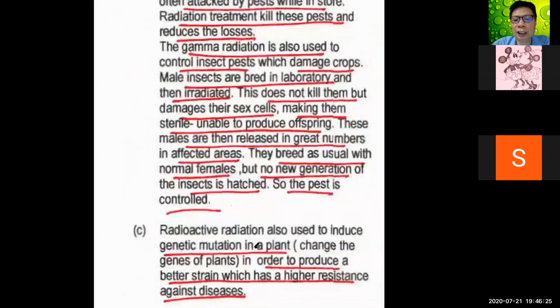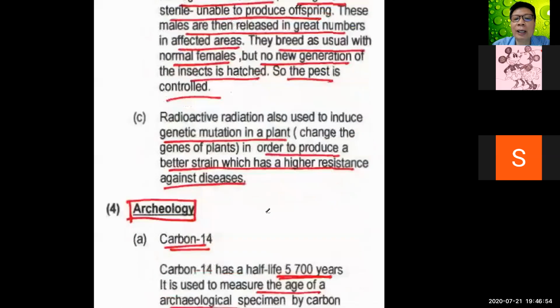Okay, and one more use is mutation. Radioactivity is also used in agriculture to genetically change the plant. We change the genetics of the plant so that the plant has a stronger defense system, so the plant can grow bigger. So this is one of the technologies now. Okay, so we have finished all this. So for tonight, we go to the last one.